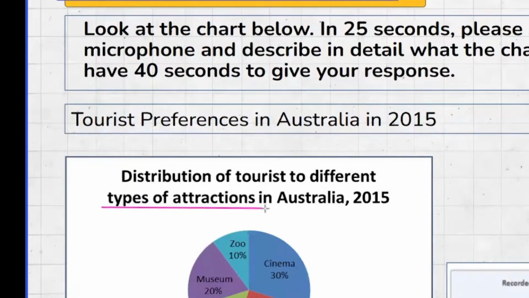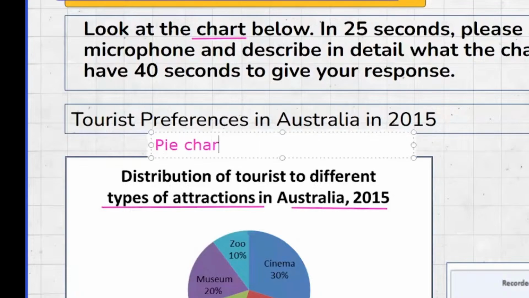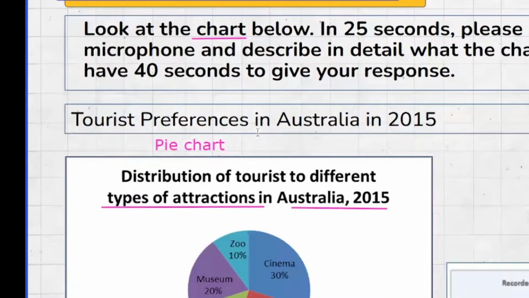numbers for the different types of attractions in Australia in 2015 here. First and foremost, what kind of a chart is this? Well, it is a pie chart. So let's put that here. And what are the various observations that you can make for the various elements? Well, the different types of attractions are listed here in the pie chart. They are the cinema, theme park, library, museum, and zoo. And against each type of attraction, they have mentioned the figures as well.